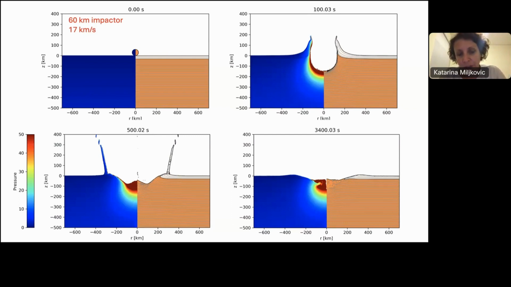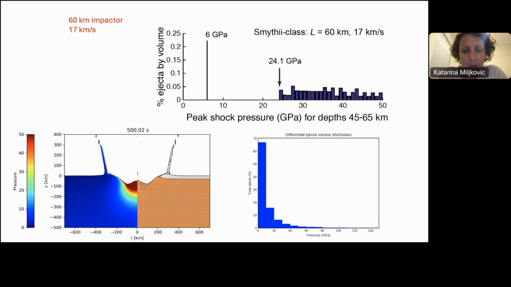This is just a snapshot series of the formation of a South Pole-Aitken-like basin. It's a theoretical example of something 60 kilometers in size hitting the moon that would have originally formed something the size of Orientale maybe, but that's beside the point. The point is that if we're throwing out materials from 45 to 65 kilometer depths, then the pressures the material has been subjected to are higher than 24 GPa, so far from the 6 GPa that we needed. A little counterintuitive, but it is, because it's part of this early ejection process.